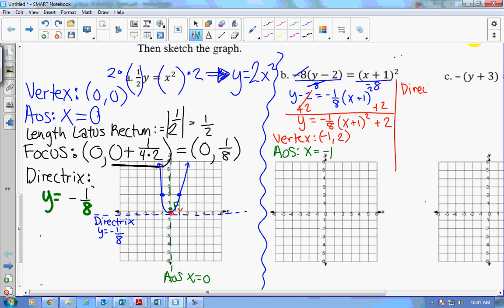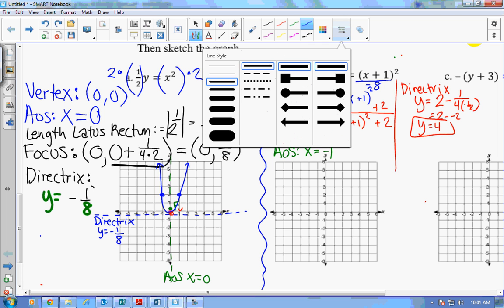The directrix was y equals 2 minus 1 over 4 times that -1/8. And this fraction became -2, which is 2 minus a -2, which is 4. Y equaled 4. So all you have to really do is relabel what you had in your paper.